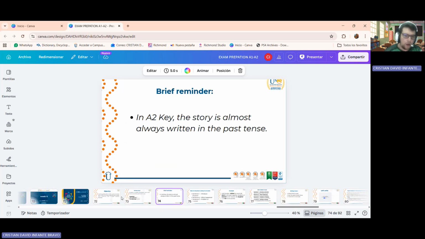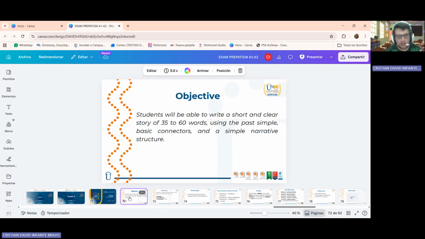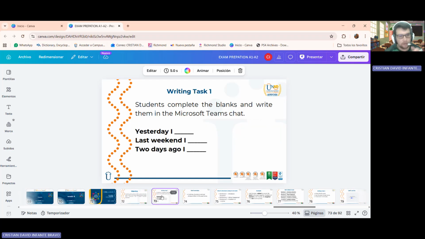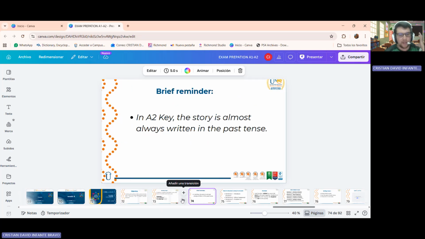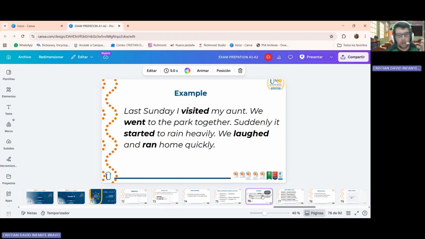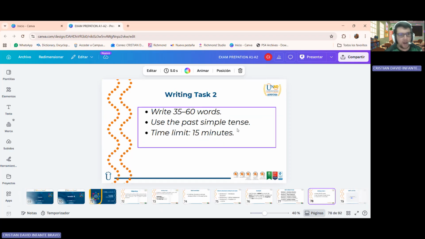Okay, it's kind of complicated because I know one of the skills that is the most difficult is writing. So I think here students can write very simple words, but the idea is they need to reach 35 to 60 words, a story in the past, telling an anecdote or telling a story they can produce in their writing skills. So this is everything for this class.